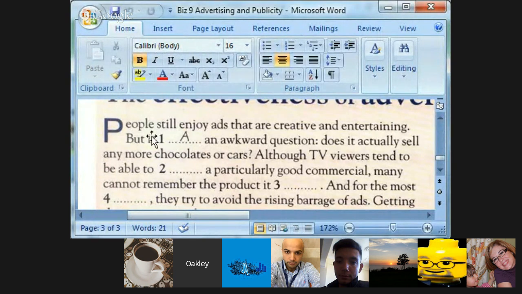For example, people still enjoy ads that are creative and entertaining, but blank. This is multiple choice. Possibly it raises an awkward question. It brings up an awkward question. There may be more than one possible answer. Feel free to give me one, give me two if you think maybe two will work. So I'm just doing the first as an example. It raises an awkward question. Does it actually sell any more chocolates or cars?